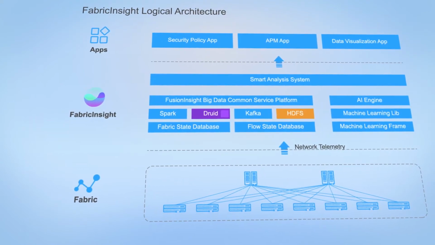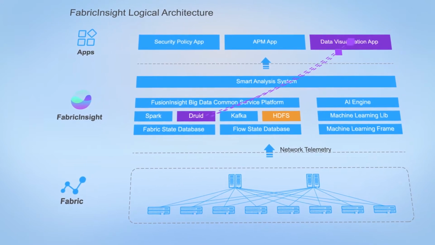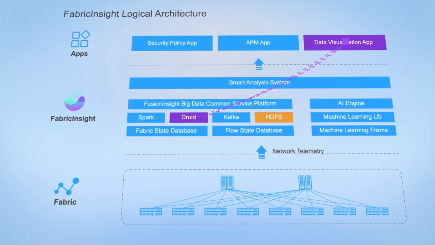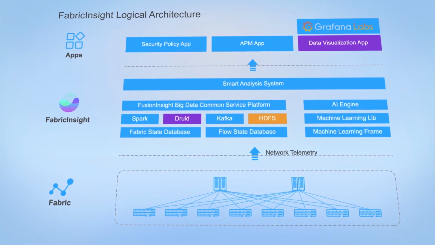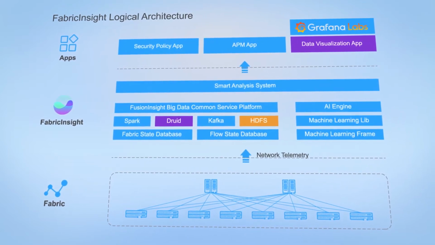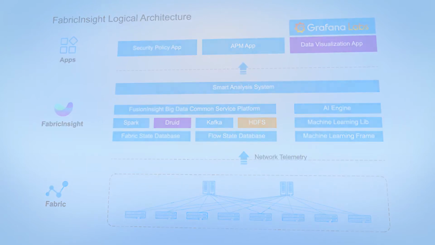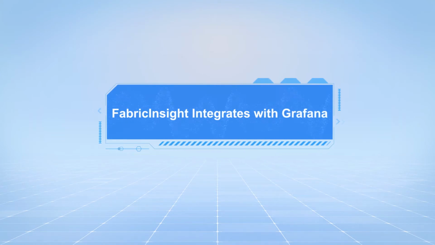What's more, FabricInsight can integrate third-party data visualization applications. After being connected to the Druid of FabricInsight, a data visualization application can capture fields in a specific data table for flexible customization and display of data center network details. FabricInsight integrates with Grafana.